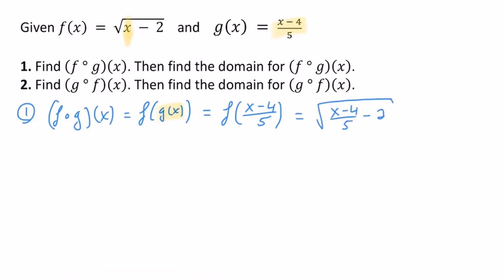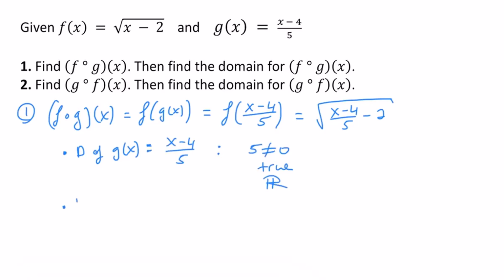Let's get the domain. There are 3 steps to it. The first one is the domain of the inside function, g of x. And here, g of x is (x minus 4) over 5. So here we have a fraction, so the denominator cannot equal 0. This is true, 5 is not equal to 0. So the domain is all real numbers.